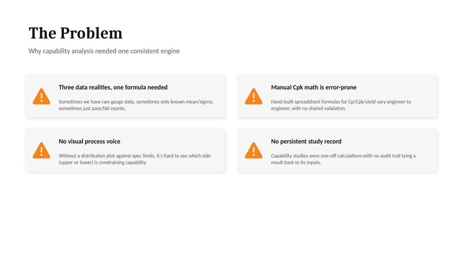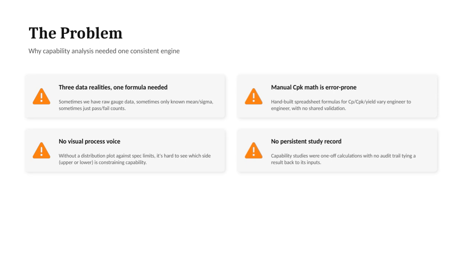Let's talk about the challenges engineers face when performing capability analysis. One key issue is that capability questions come up with three very different types of data. Sometimes, we have access to detailed raw gauge data directly from the machine. Other times, suppliers only provide summary statistics like the mean and standard deviation. And occasionally, all we get is a lot size and a count of defects from inspection. Previously, each of these situations required separate manual spreadsheets, each with their own formulas created by different engineers.